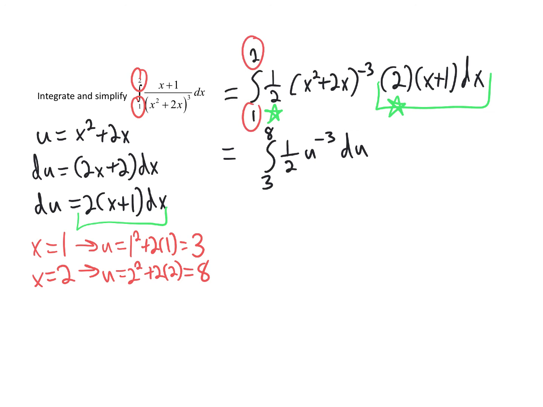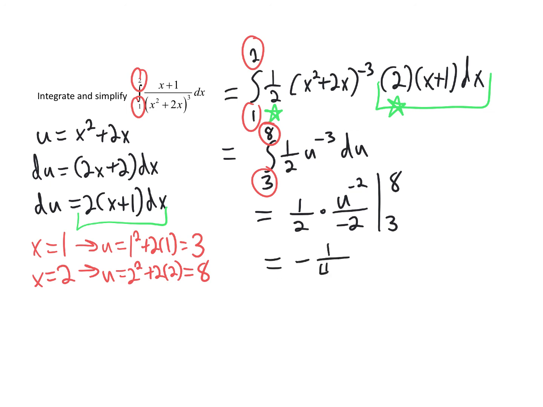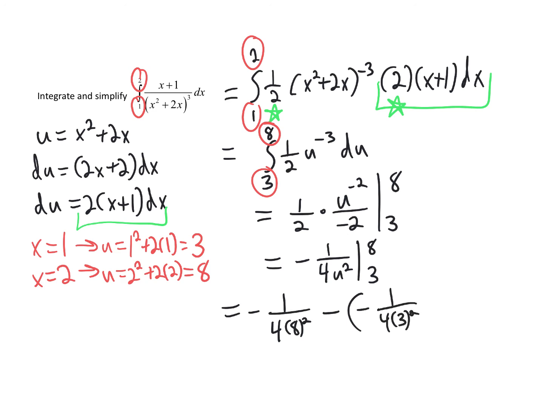Remember, these were x values. These have to be u values. Now we can integrate 1/2 u to the -2 divided by -2, evaluated from 3 to 8. Simplify. It's -1 over 4u squared from 3 to 8. We don't need to substitute back in because we have u values. We can just plug these into our calculator. So 1 over 4 times 8 squared, minus -1 over 4 times 3 squared, which ends up being 0.0239.